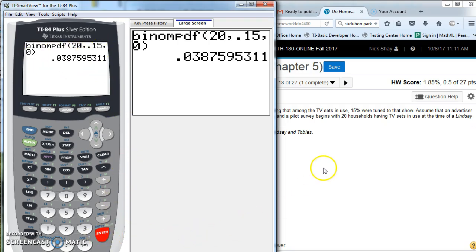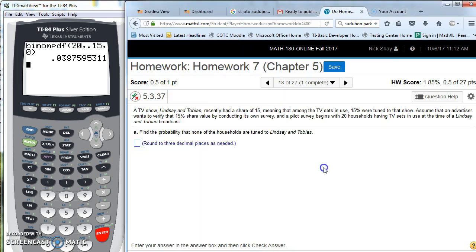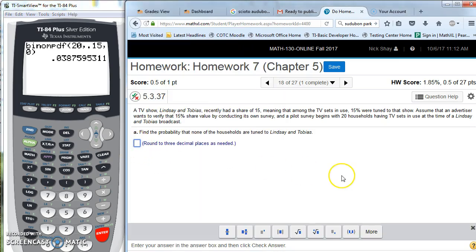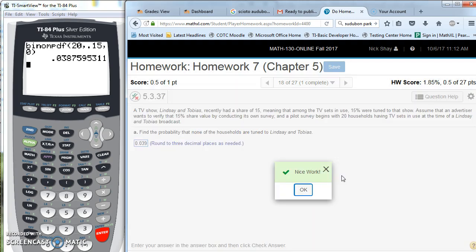And when you hit enter, you'll see if there's a 15% chance of success, if you have 20 people and you're trying to find the probability that none of them are watching, there's a 0.0387 as a decimal, or 3.87% chance that this would happen, that none of the households are tuned in. So we're going to round this to 3 decimal places, so 0.03, and that 8 is going to round up to a 9, right?